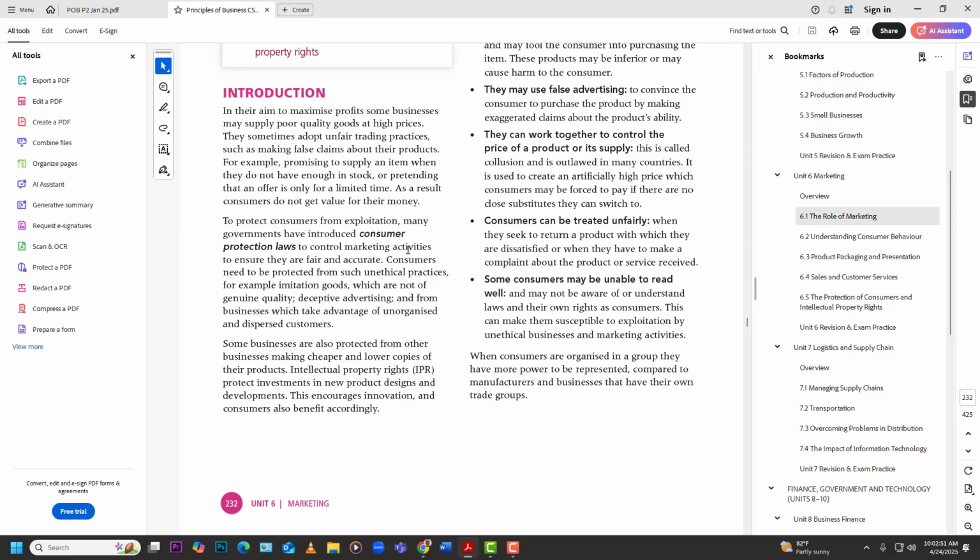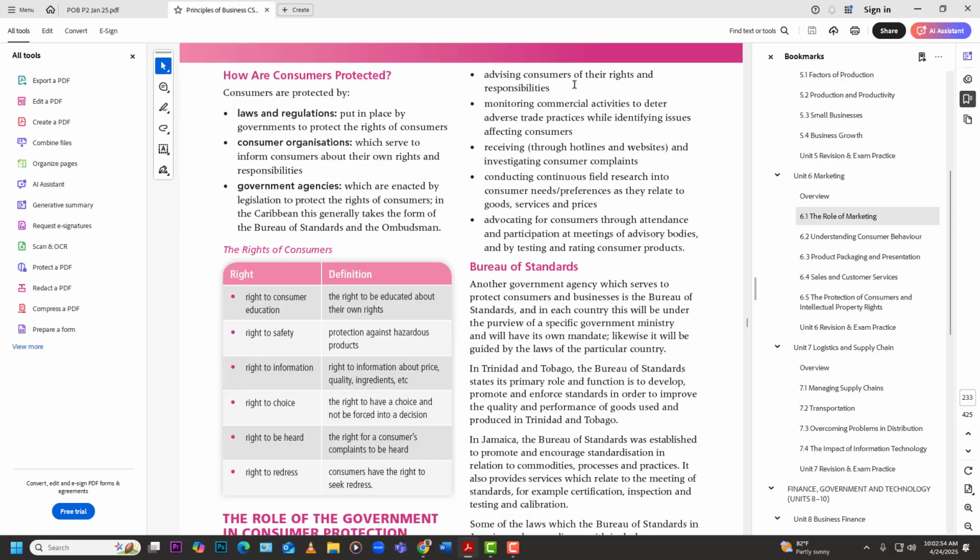That includes right here, advising consumers of their rights and responsibilities. So they let you know what your rights are when you go into an establishment, right? You go into a supermarket, a store, wherever, what your rights are as a consumer. And so they let you know what you can and cannot do, what your responsibilities are as the consumer. So that's 1. 2, monitoring commercial activities to deter adverse trade practices while identifying issues affecting consumers. So what they're saying is that they basically act as a watchdog.